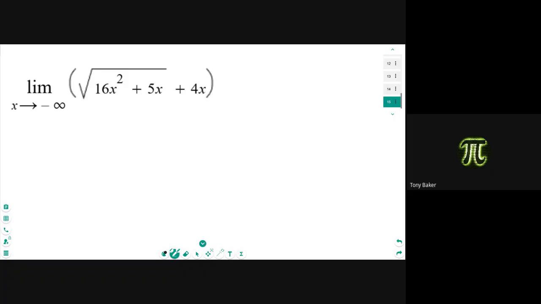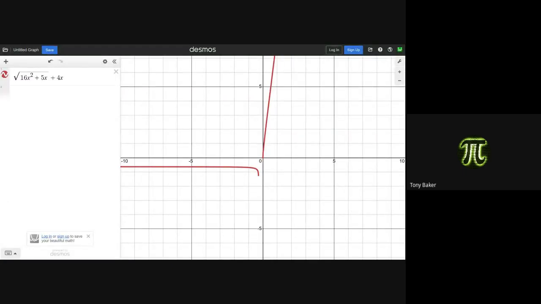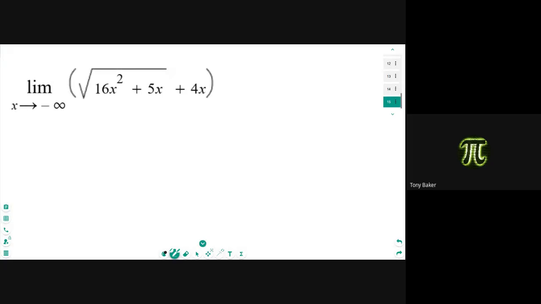And you can actually see this if you look at the graph. On the infinity side, it goes to infinity really quickly. On the negative infinity side, it doesn't. So the question is where is it actually going to? So square root of 16x squared plus 5x, minus 4x.